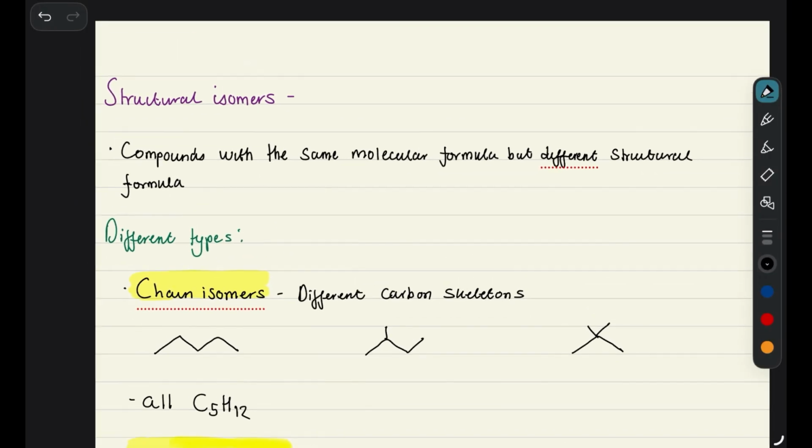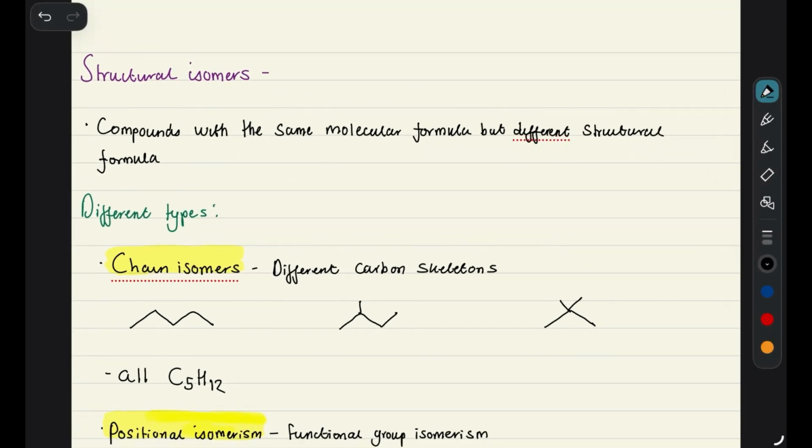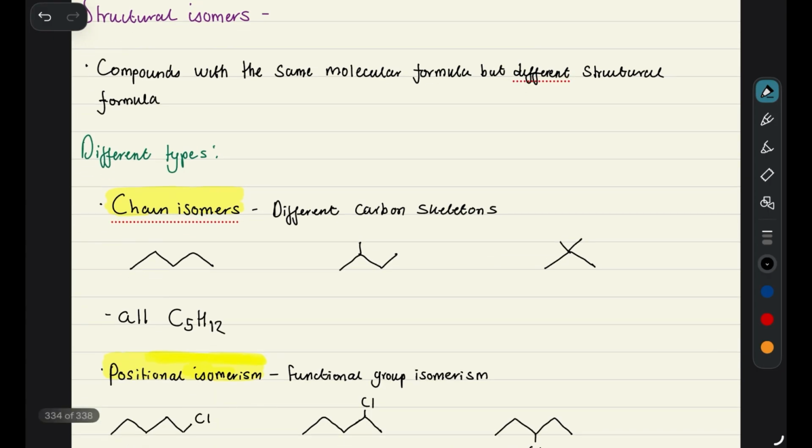Okay, so we're starting off with talking about structural isomerism, and literally definitions are king again when it comes to chemistry. So, structural isomers are compounds with the same molecular formula but different structural formula. We've done formulas in our basic concepts video, so go back to that if you need a reminder. There are different types of structural isomerism.